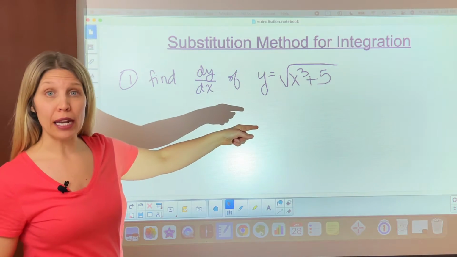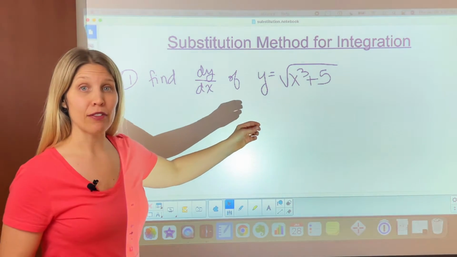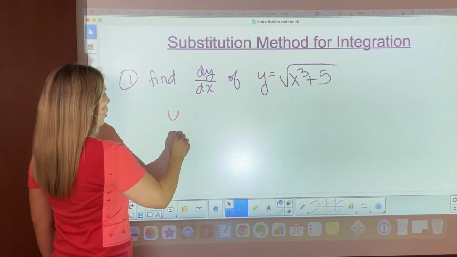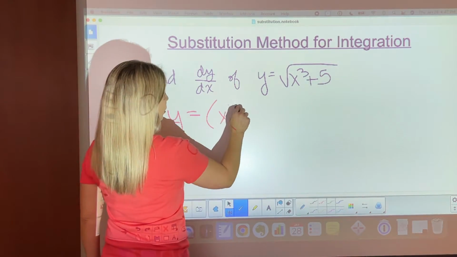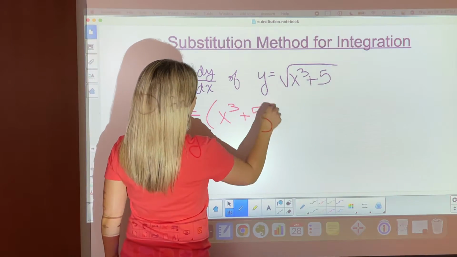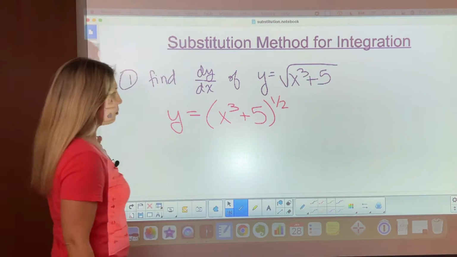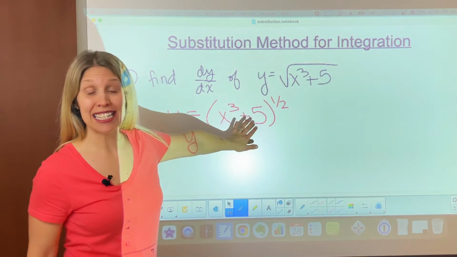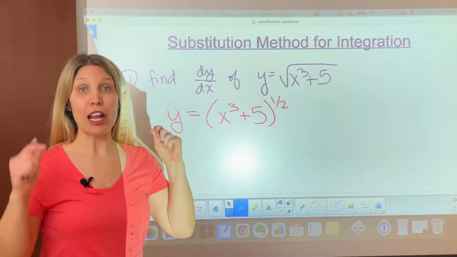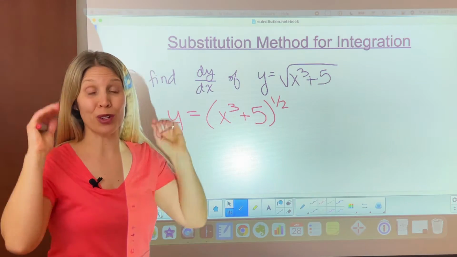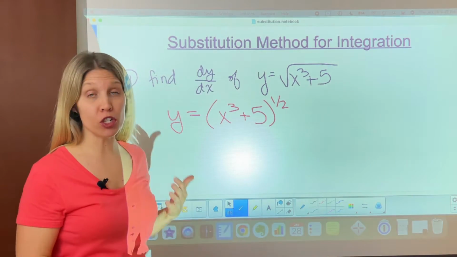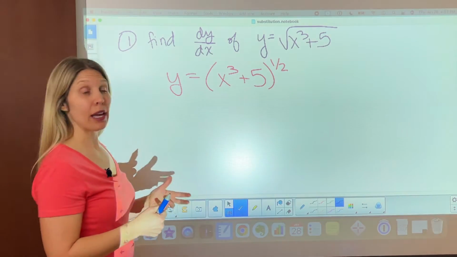I'm going to rewrite that square root to have our fractional exponent. So we have y equals x cubed plus 5 to the 1/2 power. Now hopefully you see an inside piece here and an exponent, and you're thinking chain rule, chain rule, chain rule. Okay, so substitution method is going to undo the chain rule. So let's go ahead and take the derivative.